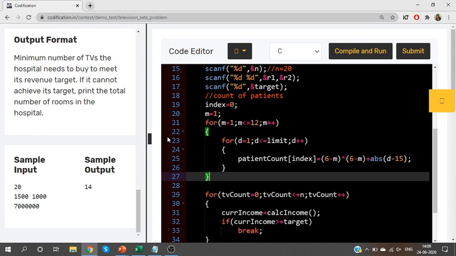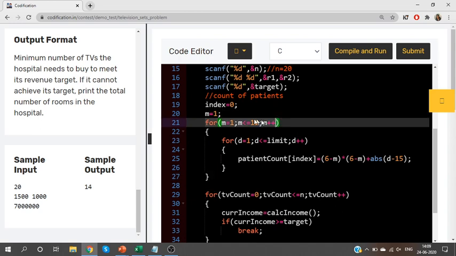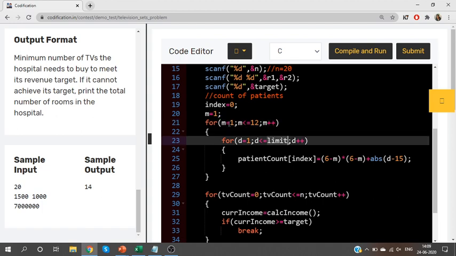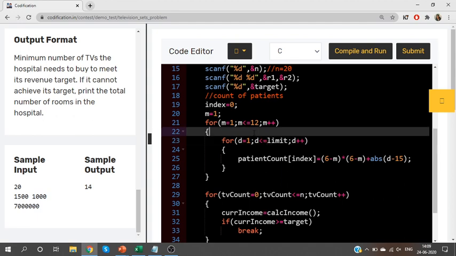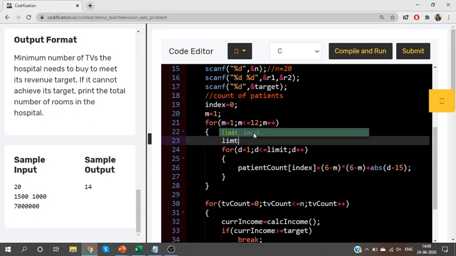Okay, yes, look at the loops now, it will be understandable. For every month, when I consider month 1, it goes from 1 to some limit. When I consider month 2, start from 1, but the end value will be different for each month. The limit value is not going to be the same for all the months. Limit value will change for each month. So we need to calculate the limit value.